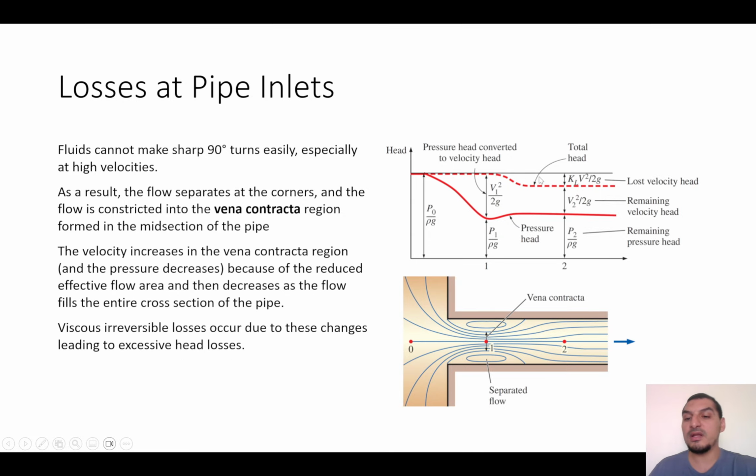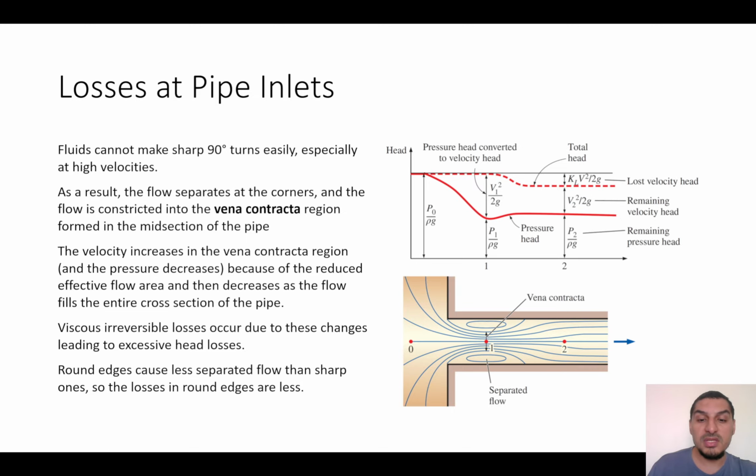So when we have round-edged pipes or inlets, this region that is separated flow, or the dead region where the fluid is not flowing through, becomes smaller, and the vena contracta area becomes larger, so the losses will decrease. This is why round-edged entrances cause less losses than sharp-edged ones.